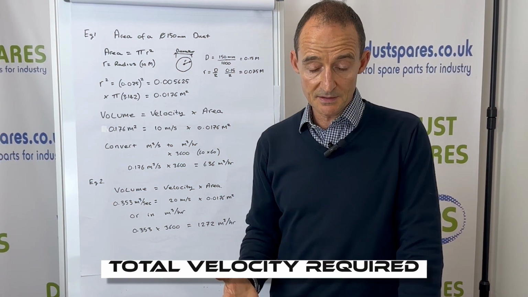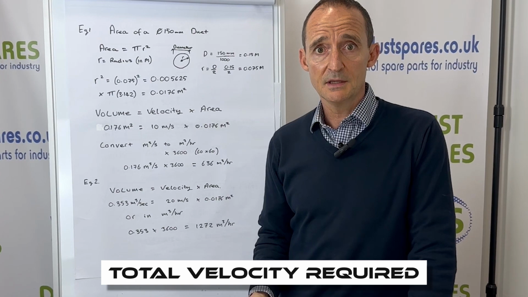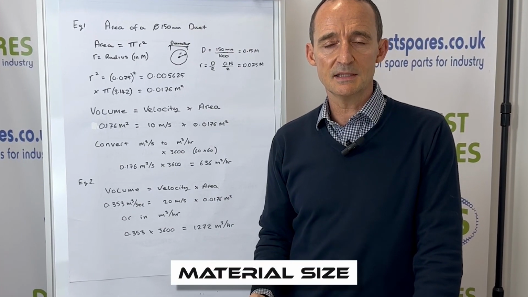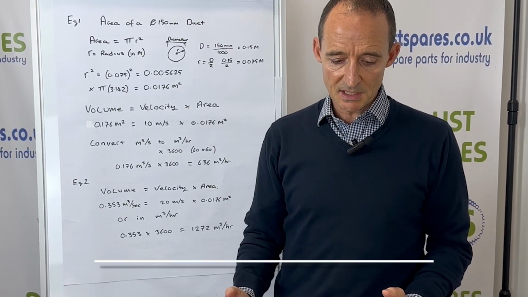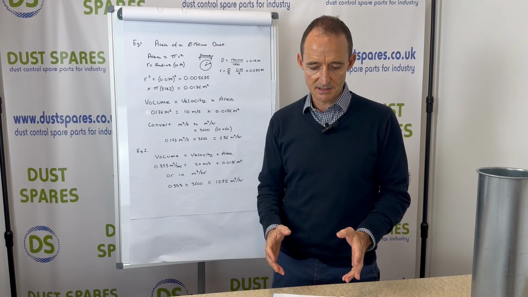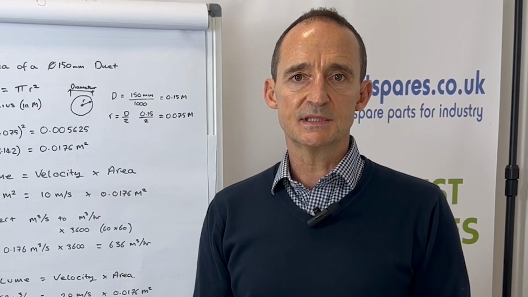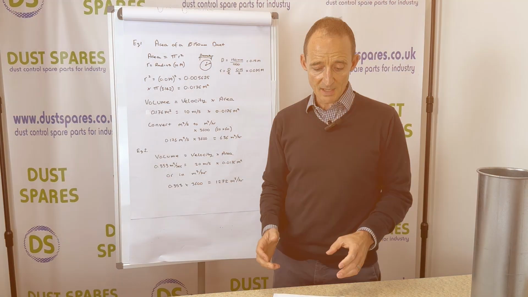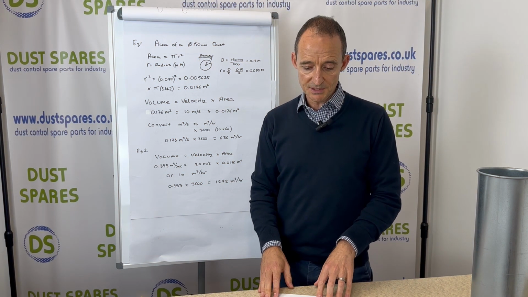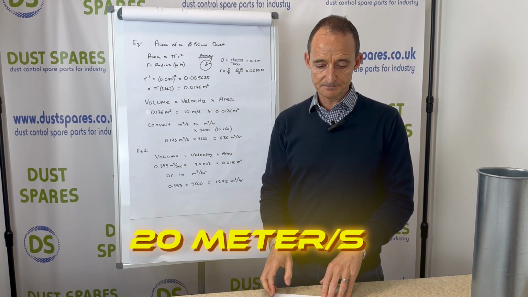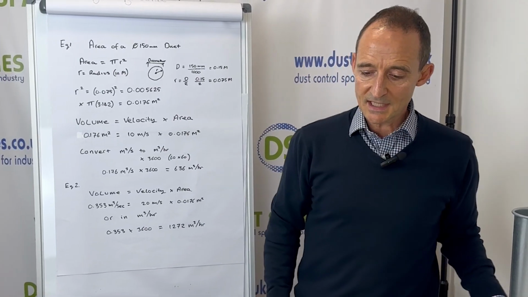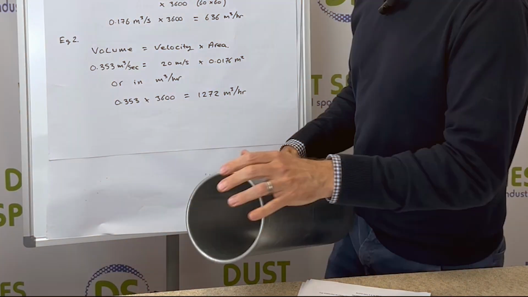So it's the conveying velocity required, the material size you're handling, and machine connections and hood requirements. So for welding fume, for example, the HSE guidance is up to 10 meters a second velocity, and wood shavings is in the region of 20 meters a second velocity. So we need to calculate the volume of air needed in the duct.